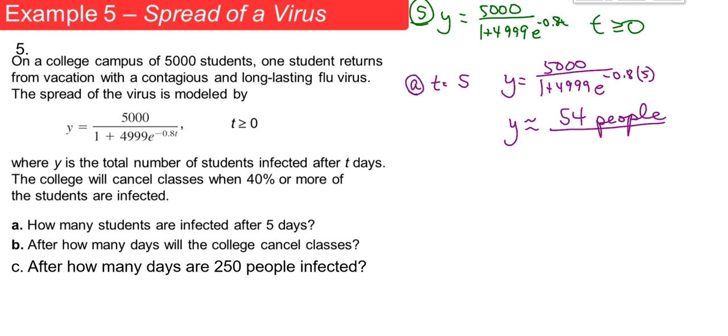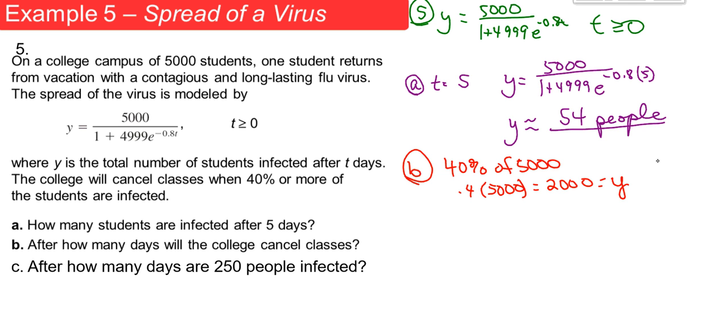And then for letter B, after how many days will the college cancel the classes? That means they have to have a 40% infection rate, and so we have to know how many people would be infected. So it would be 40% of the 5,000 students, and so 0.4 times 5,000, which is 2,000. So if 2,000 students are infected, they'll cancel it. So that's y, which equals 2,000, and we have to find t. And again, if you want to pause it part by part, go ahead.